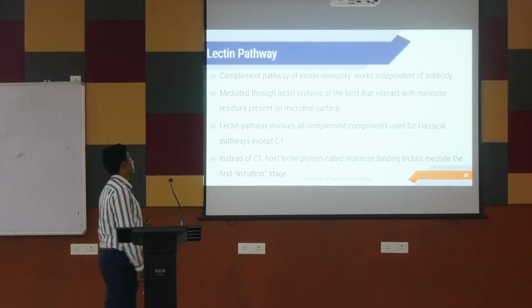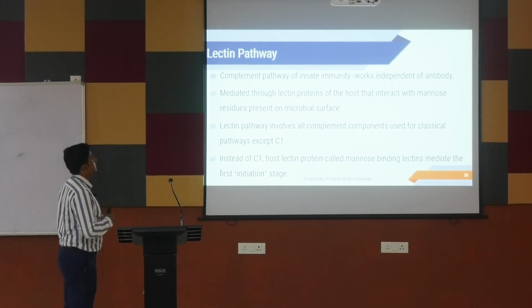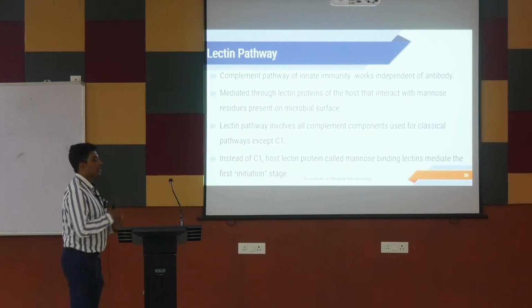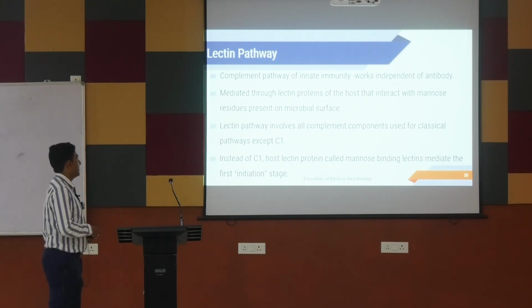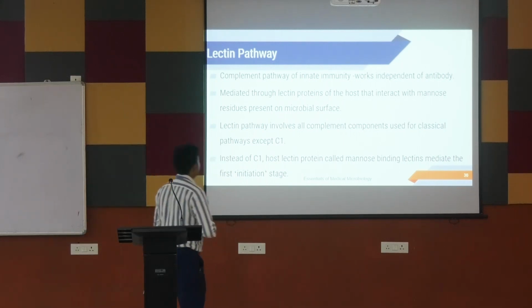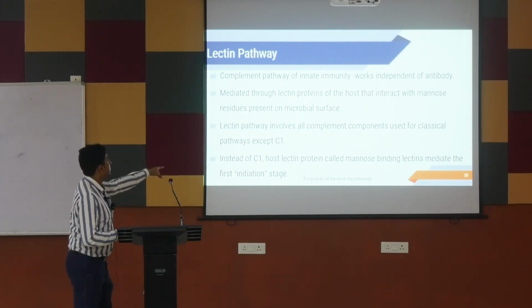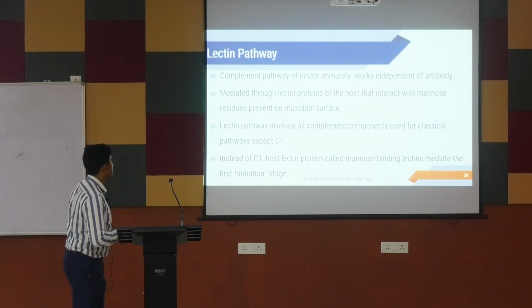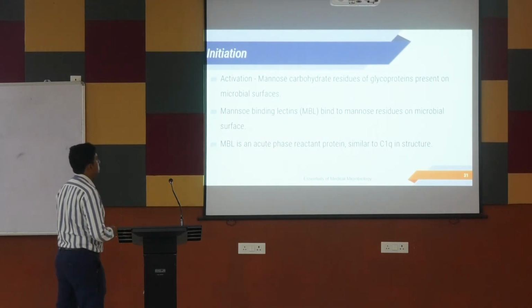This works independent of the antibody, mediated through lectin proteins of the host that interact with the mannose residues present on microbial surface. লেকটিন পাথওয়ে মাইক্রোবায়াল সারফেসে থাকা ম্যানোজের মাধ্যমে কাজ করছে। লেকটিন পাথওয়ে ইনভলভস অল কম্পোনেন্টস এক্সেপ্ট C1. C1 ছাড়া সমস্ত কম্পোনেন্ট লাগছে। Instead of C1, host lectin protein called mannose binding lectins mediate the first initial stage. C1 এর জায়গাতে সেখানে কিসে কাজ লাগছে? হোস্ট লেকটিন প্রোটিন কল্ড ম্যানোজ বাইন্ডিং লেকটিনস দ্যাট মিডিয়েট দ্য ফার্স্ট ইনিশিয়েশন স্টেজ। অ্যাক্টিভেশন কিভাবে শুরু হচ্ছে?